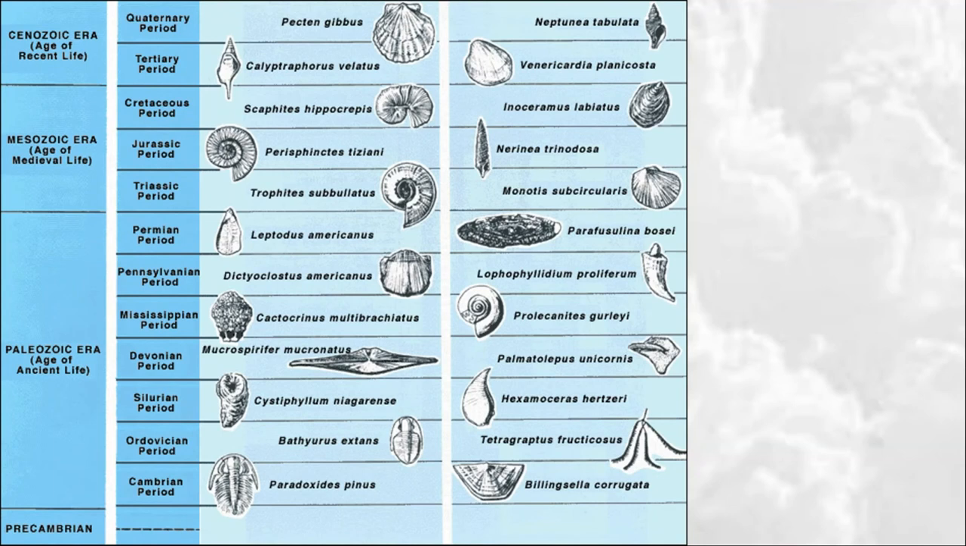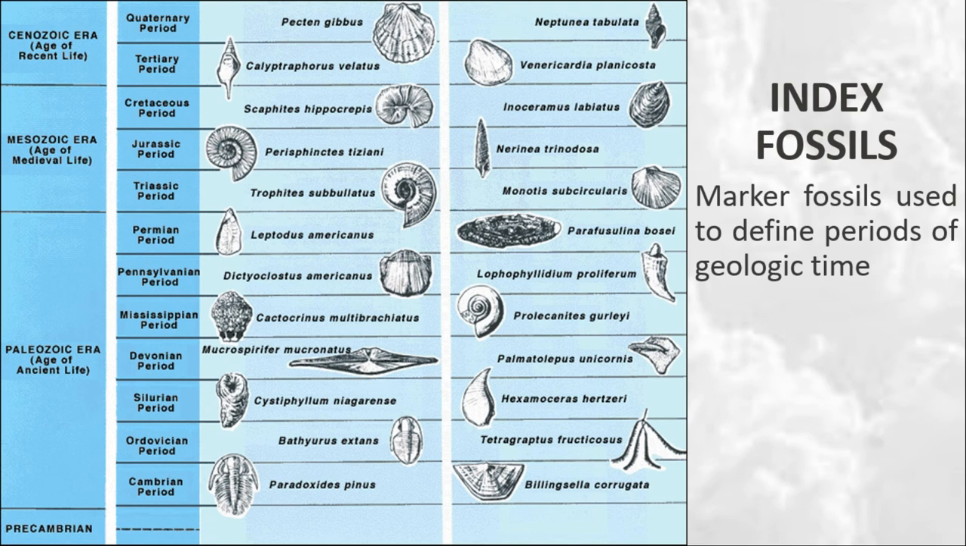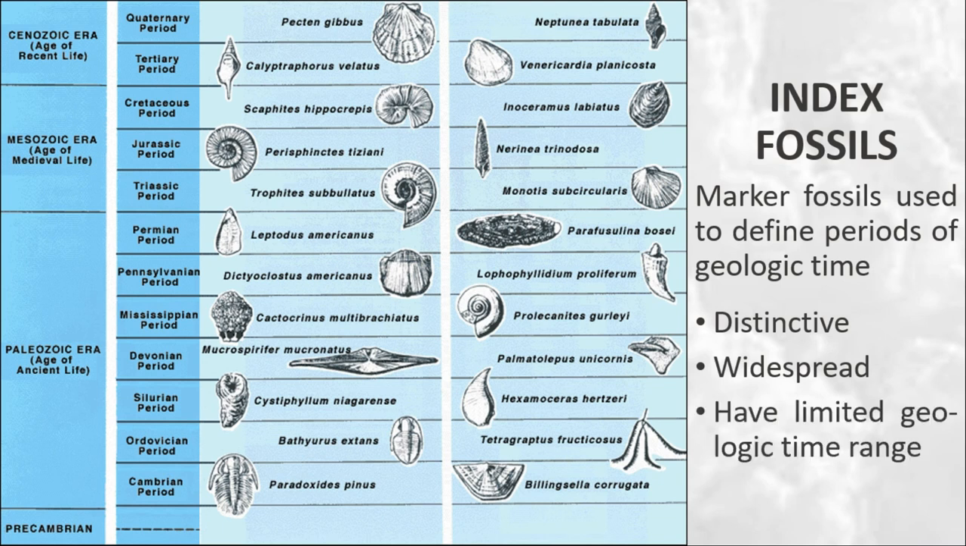Now, we have this thing called index fossils. This figure or table shows some of them. Index fossils are marker fossils used to define periods of geologic time. Ideally, index fossils are distinctive, meaning they can easily be identified and distinguished from other fossils. They are widespread, meaning the distribution is not confined to a few localities. And lastly, they have a limited geologic time range, meaning they lived during only one short period of time. Ultimately, the geologic timescale was assigned numerical dates from absolute dating through the radiometric dating of rocks.